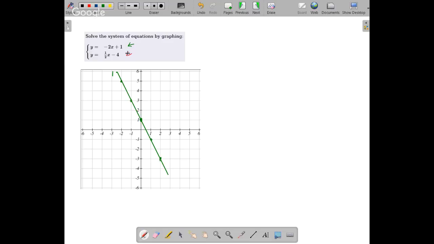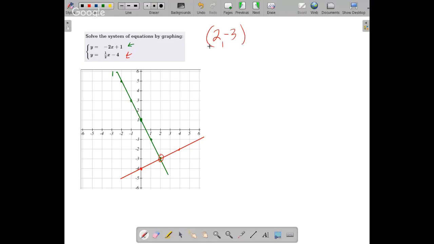So this equation says to start at negative 4 and then go up 1 over 2. And bang, looks like there's my solution. So draw that line. All right, so I think the solution here is positive 2, negative 3. So we want to check that out now. So solution (2, negative 3).